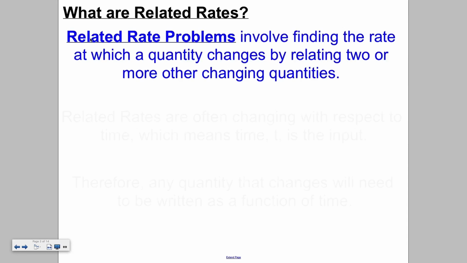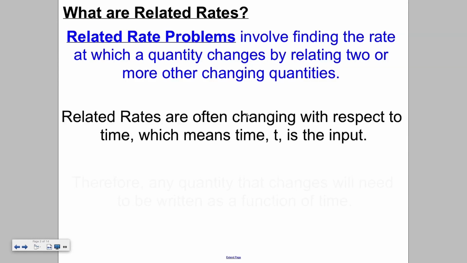So, first off, what are related rates? Well, related rate problems involve finding the rate at which a quantity changes by relating two or more other changing quantities. So there are multiple things changing in these problems, and we are trying to solve for just one of them using the other two. Related rates are often changing with respect to time, and that's key here because we are going to want to set up the problems with that in mind.